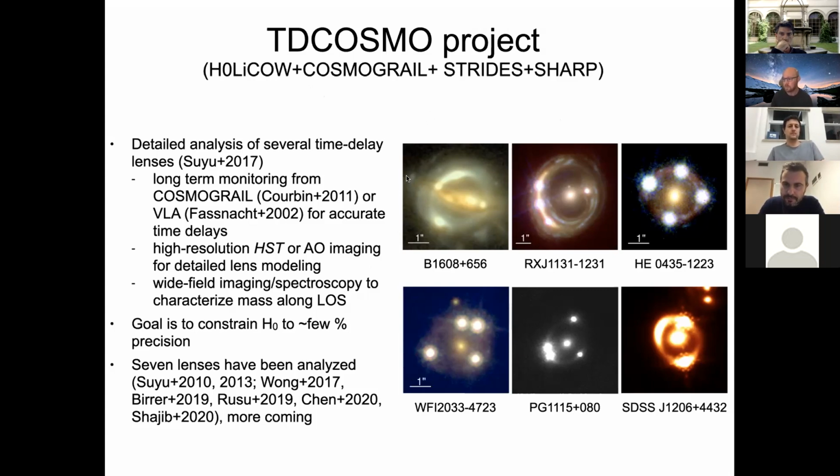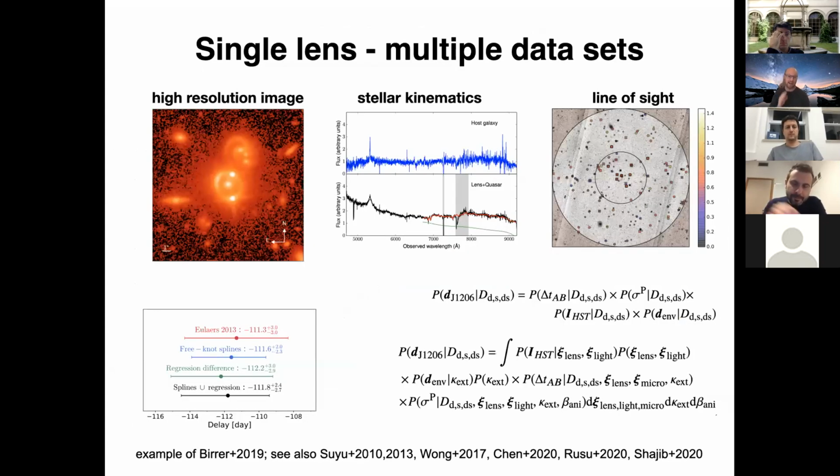Overall, the goal is to measure the Hubble constant to few percent precision. We have analyzed so far 7 lenses and more to come. So this is a joint effort to gain precision and also, as I come to, revise our measurements and test for robustness. In short, what we do per lens.